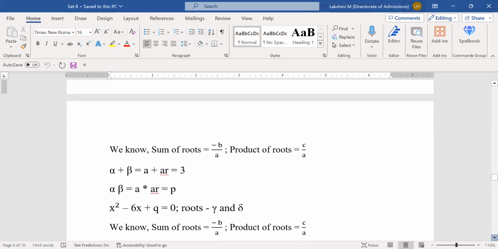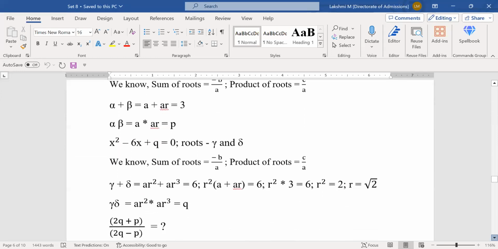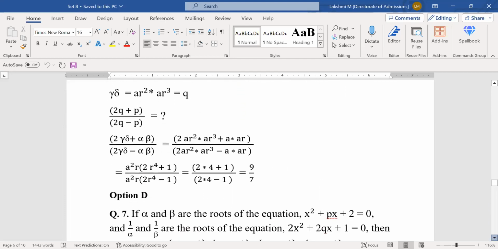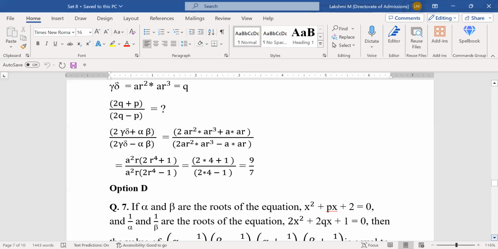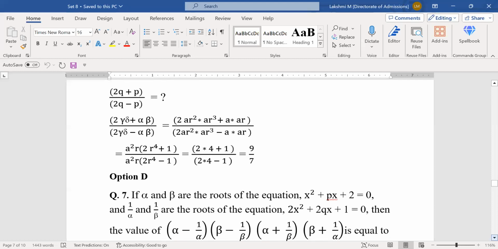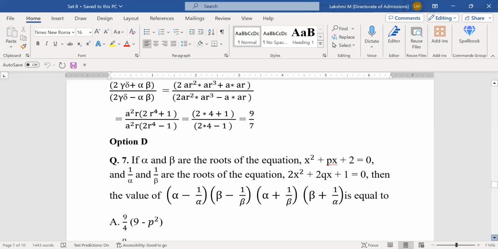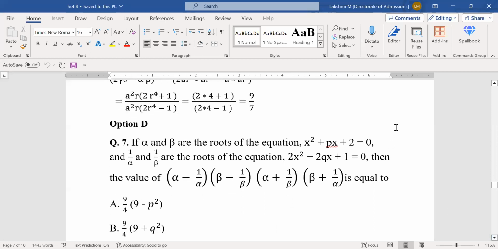So the initial part is finding out the roots and all. And as it is given in the GP format, you can use that also because the roots are given as alpha, beta, gamma, delta. Now 2q plus p, q and p in terms of the roots, it is gamma delta, alpha beta. So you have the values there in terms of a and r. Substitute for that and try to remove the a because you know the value of r, right? So then resubstitute and you'll have the answer as 9/7.